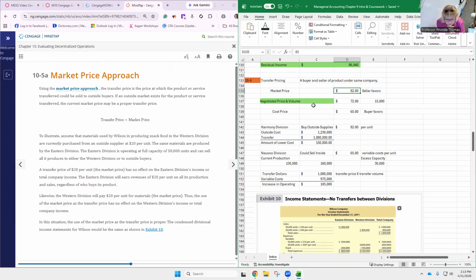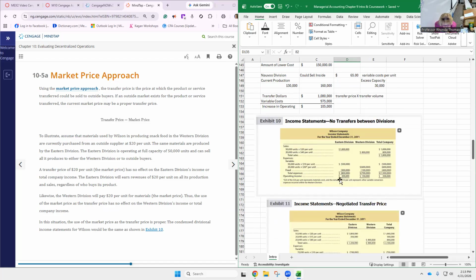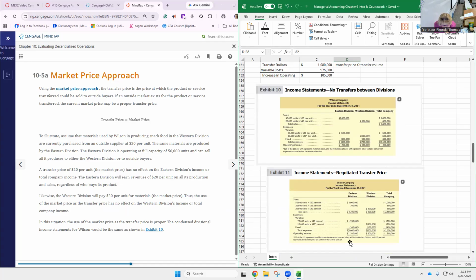For example, if the seller is at capacity, they can already sell everything that they have at the market value, right? So if you're looking at the difference between these two income statements, you can see that we have an extra line of 20,000 units at $20. There's the 20,000 units at 40, and there's 20,000 units at 15. That's the one that's extra.